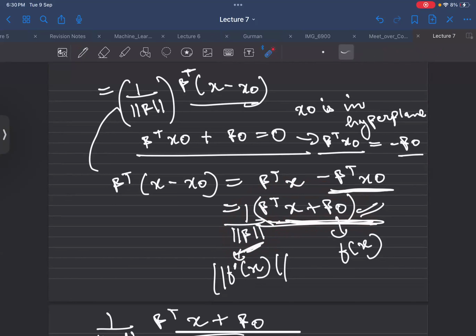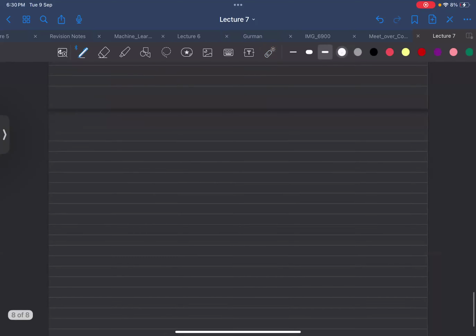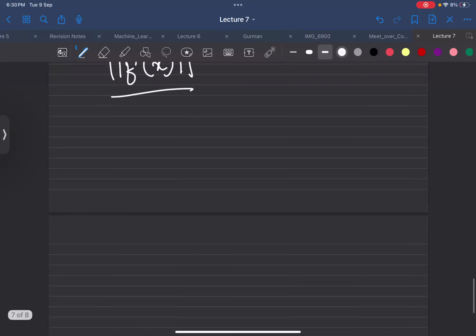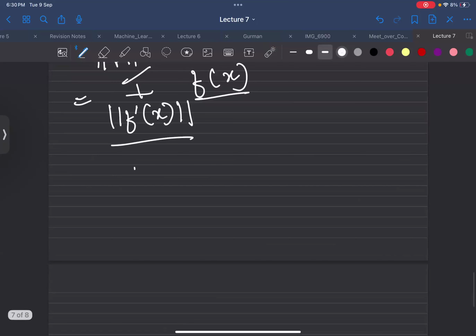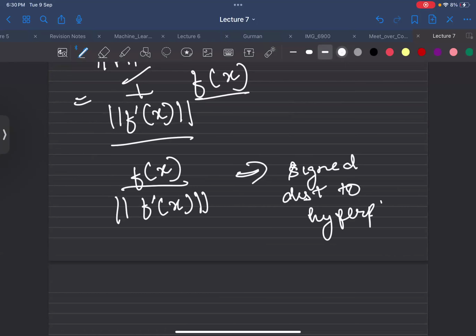Okay, I think there was a question now. Now coming to the question. There was a question in the assignment. In the context of perceptron learning, what does f(x) over f dash of x represent? Can I say now it's the signed distance to the hyperplane? That is what I was saying. This was the distance to the hyperplane.